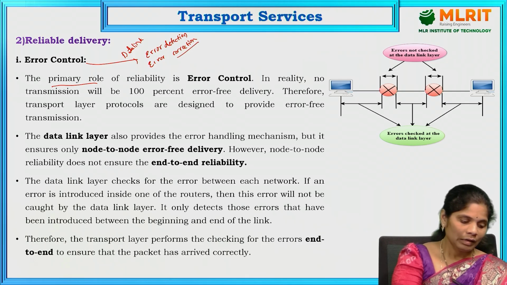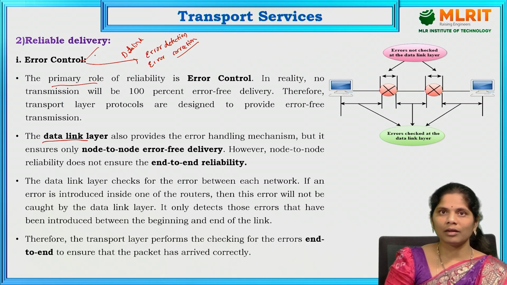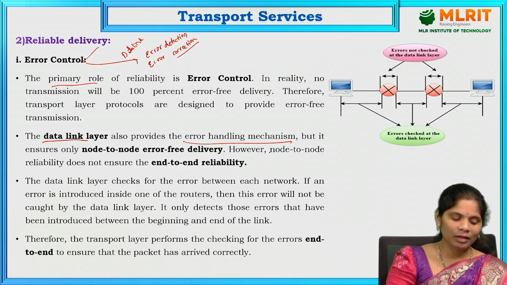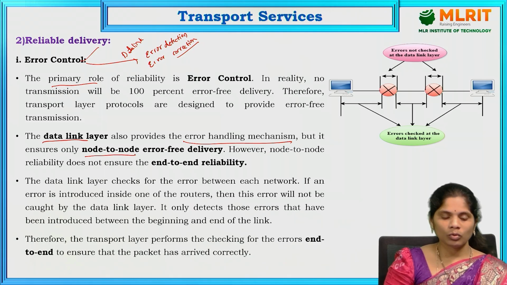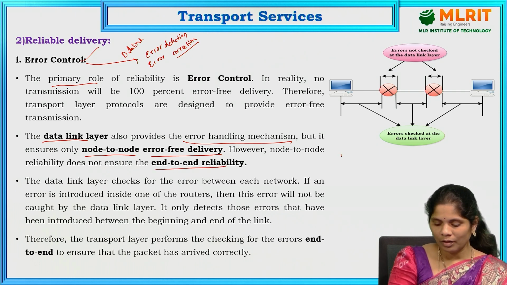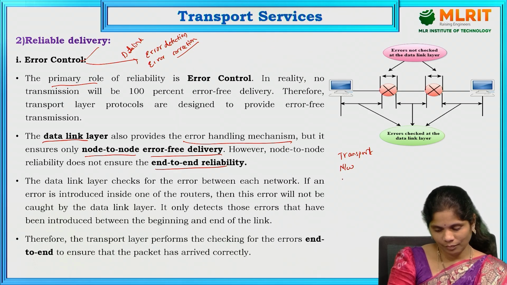So what is the main difference between the data link layer and the transport layer? Both are using error control. But the difference is that in the data link layer, error handling is only for node to node error-free delivery, and coming to the transport layer, it is end to end reliability. Suppose the transport layer is there, next one is the network layer, data link layer, and next one is the physical layer.